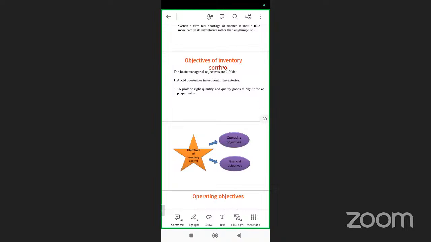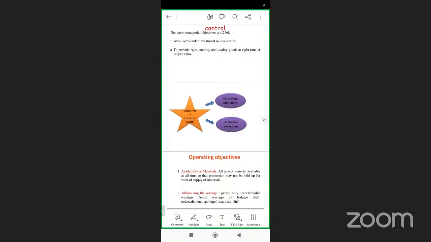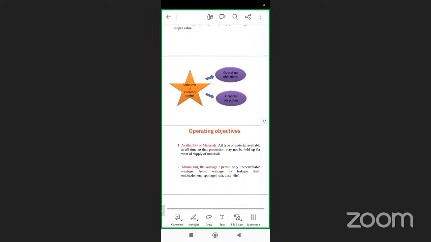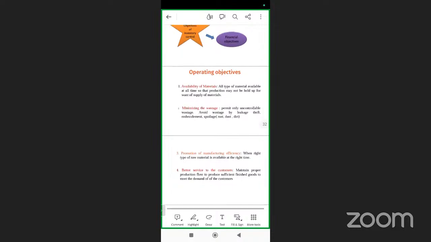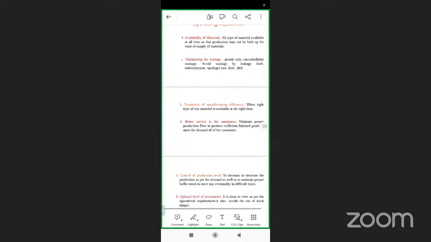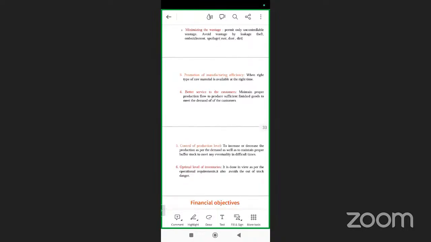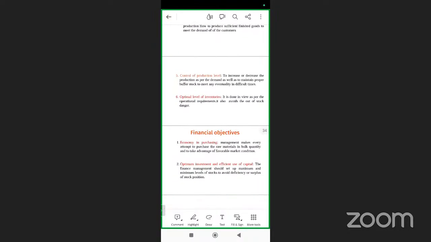So controlling means maintaining a desired level, not more, not less, and we need to have a sufficient amount. What are the objectives on this? There will be operative objectives and financial objectives. One is availability of materials and minimizing wastage, right? We should keep the materials available, and at the same time we need to reduce waste. Promotion of manufacturing efficiency is also another thing. We need to give better service to the customers, the production level also needs to be in control, and we should maintain an optimum level of inventories.